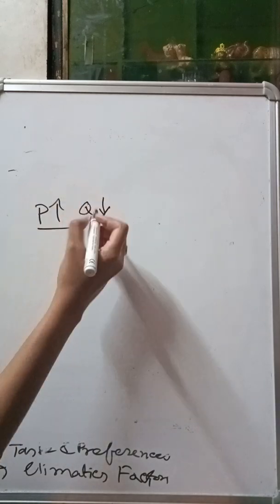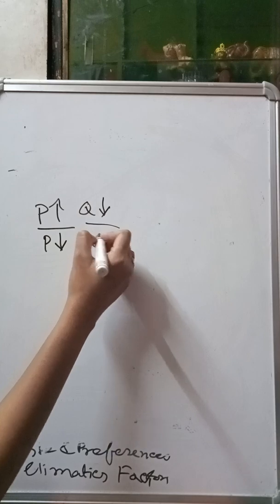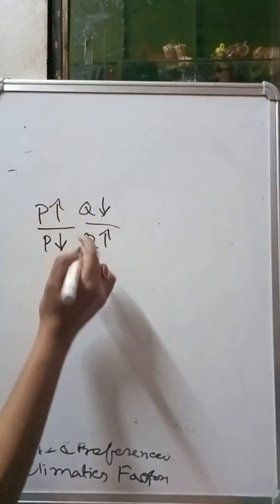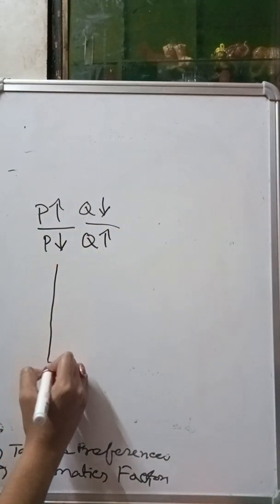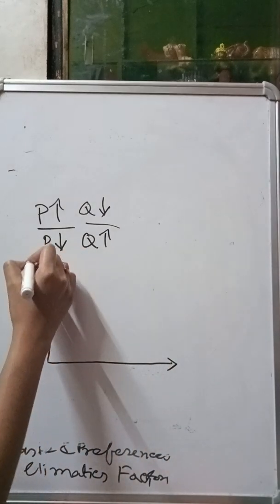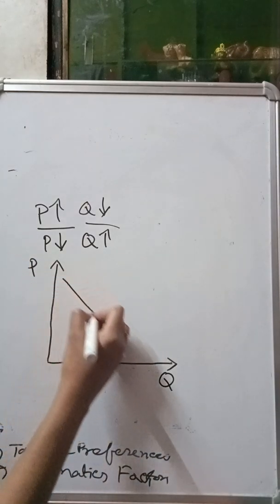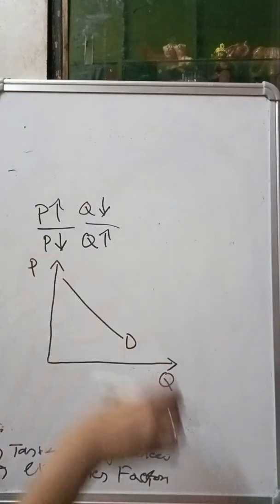When the price is rising, my quantity is decreasing. When my price is decreasing, my quantity is increasing. So this is an inverse relationship, and when we have an inverse relationship, we have a downward sloping curve. In the vertical axis we measure price, and in the horizontal axis we measure quantity. So this is how a demand curve looks.